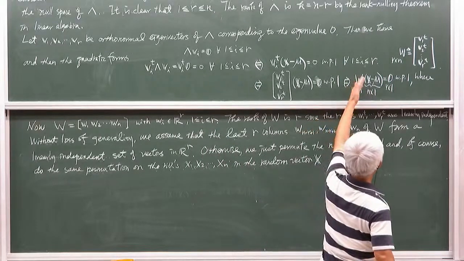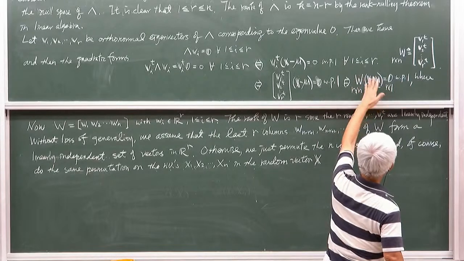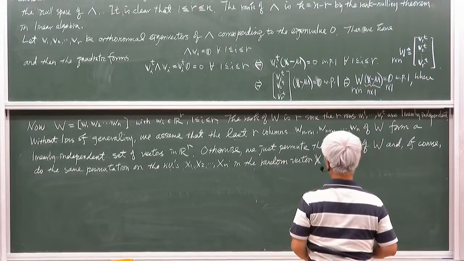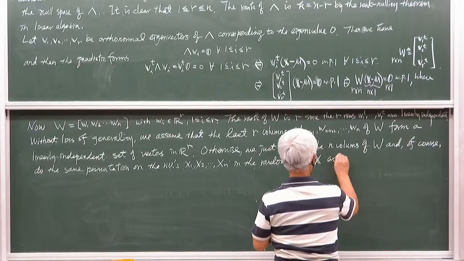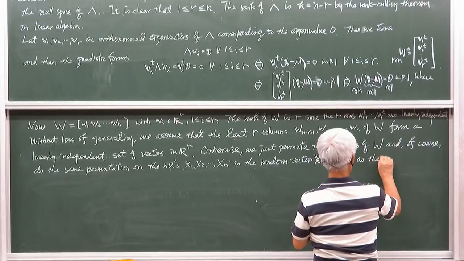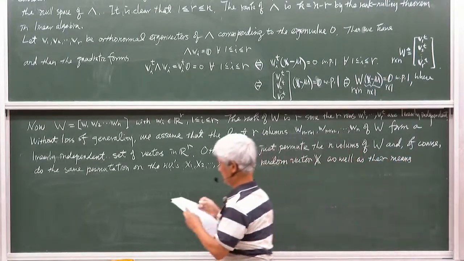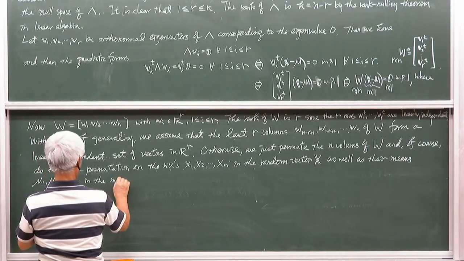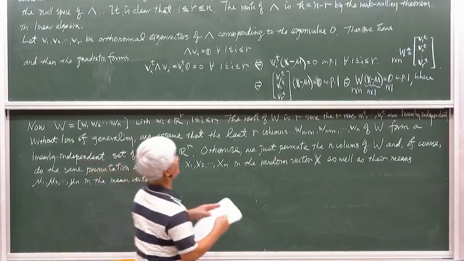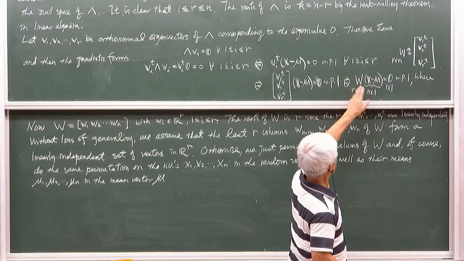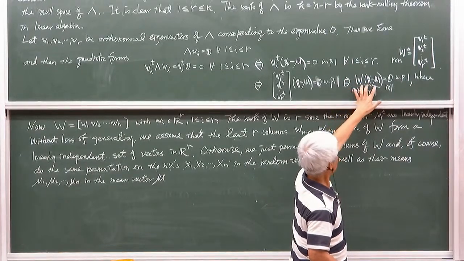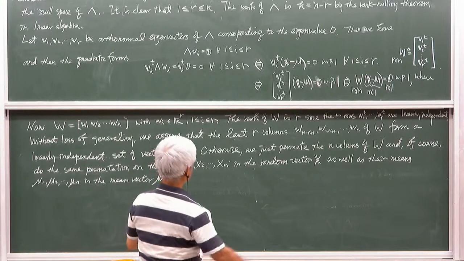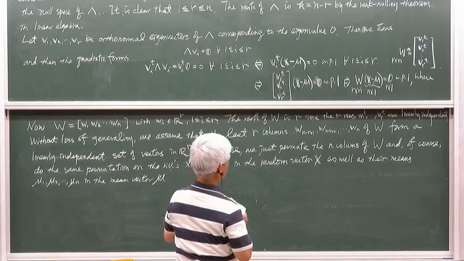So if we do the permutation of the columns, we actually do the same permutation on the components of these column vectors, as well as their means mu1, mu2 up to mu n in the mean vector mu. If we permute the columns, we should permute the components, so they will match each other. After permutation, the last R columns will be linearly independent.